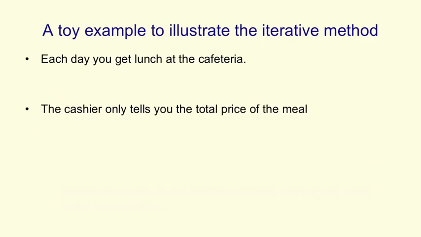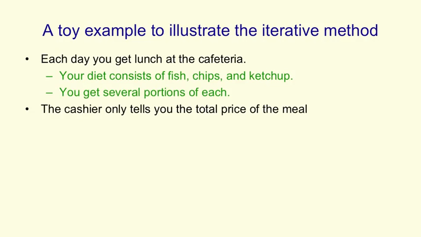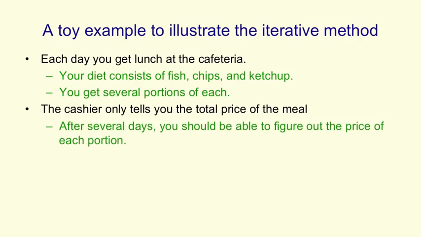So I'm now going to go through a toy example that illustrates an iterative method for finding the weights of a linear neuron. Suppose that every day you get lunch at a cafeteria, and your diet consists entirely of fish, chips and ketchup. Each day you order several portions of each, but on different days it's different numbers of portions. The cashier only tells you the total price of the meal, but after a few days you ought to be able to figure out what the price is for each portion of each kind of thing.